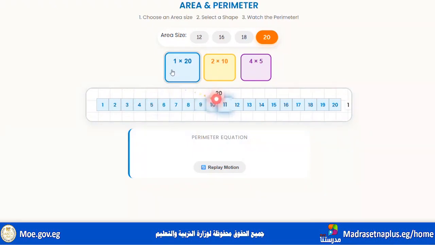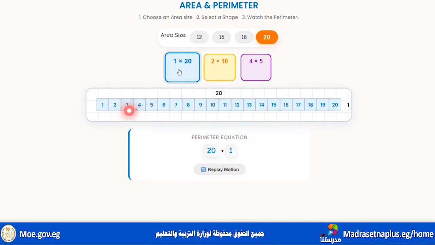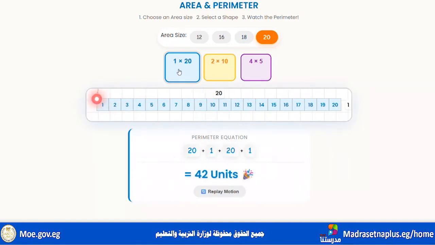20 square units, 20 and 1, 20 and 1 and 20 and 1, so the total distance around this polygon is 42 units. So area 20, 4 times 5, area 2 times 10, area is 1 times 20. But the perimeter for the first one, 20 and 1 and 20 and 1, equals 42 units. Second one, its perimeter is 10 and 2 and 10 and 2. Third one, its perimeter is 4 and 5 and 4 and 5.